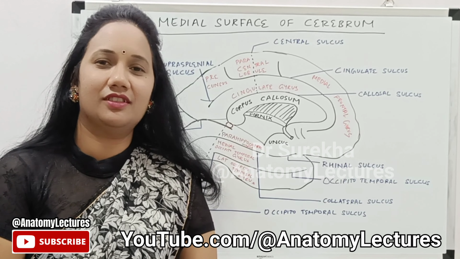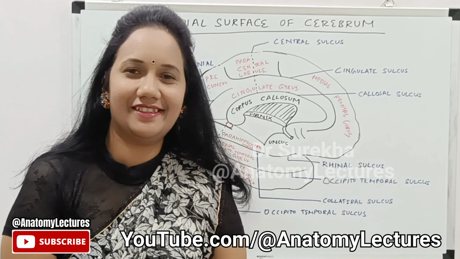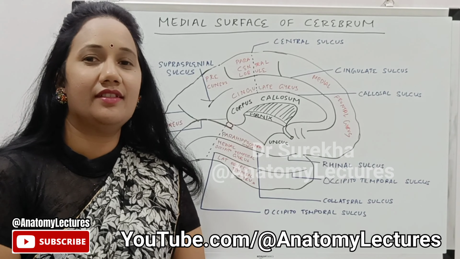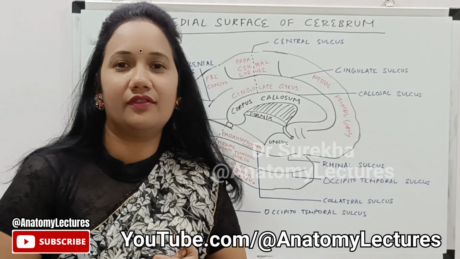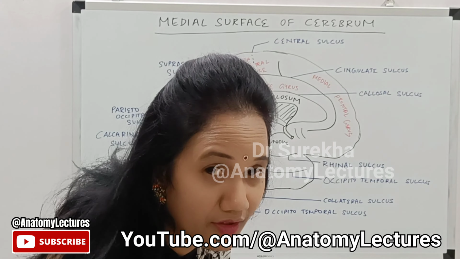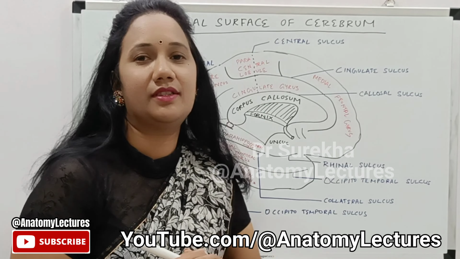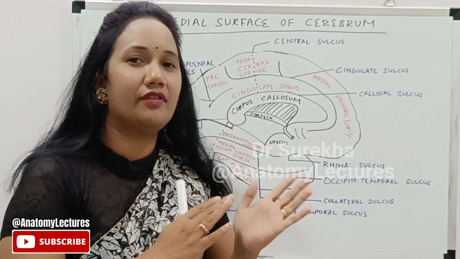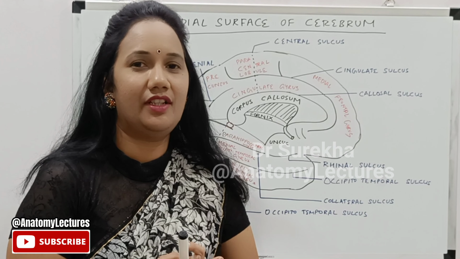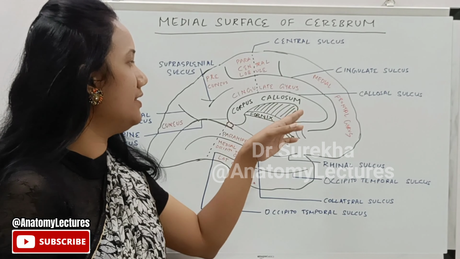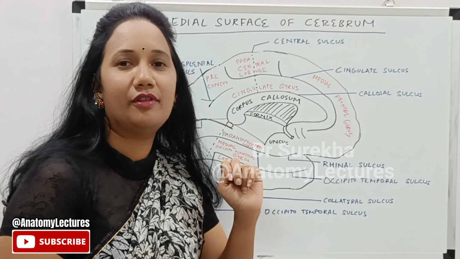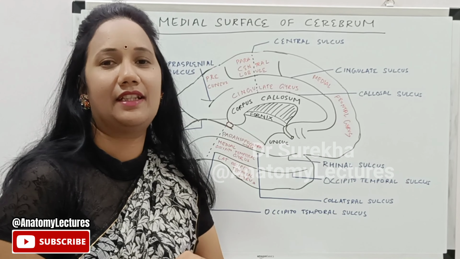Welcome back, viewers. So in this video, let us discuss the various sulci and gyri which are present on the medial surface of the cerebral hemisphere. This medial surface of the cerebral hemisphere is separated from the superolateral surface by the superomedial border. The medial surface is mostly marked by the presence of the corpus callosum.